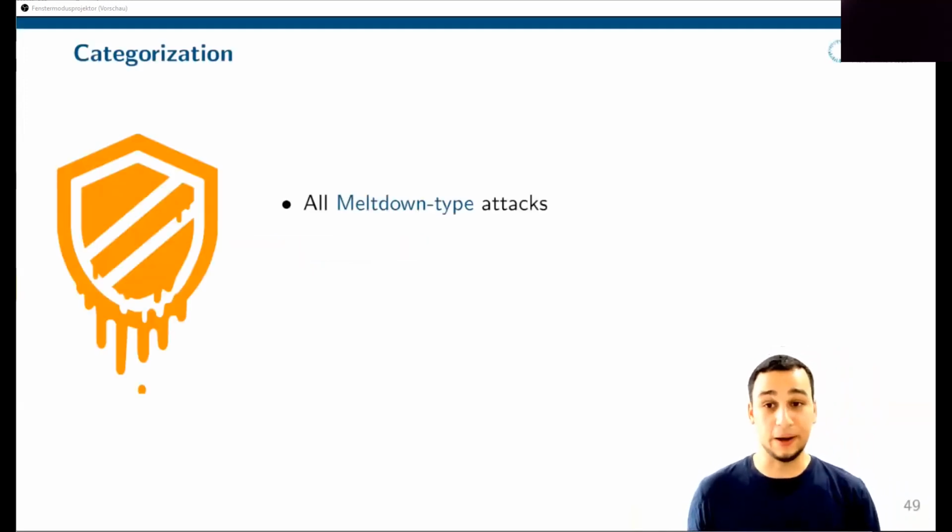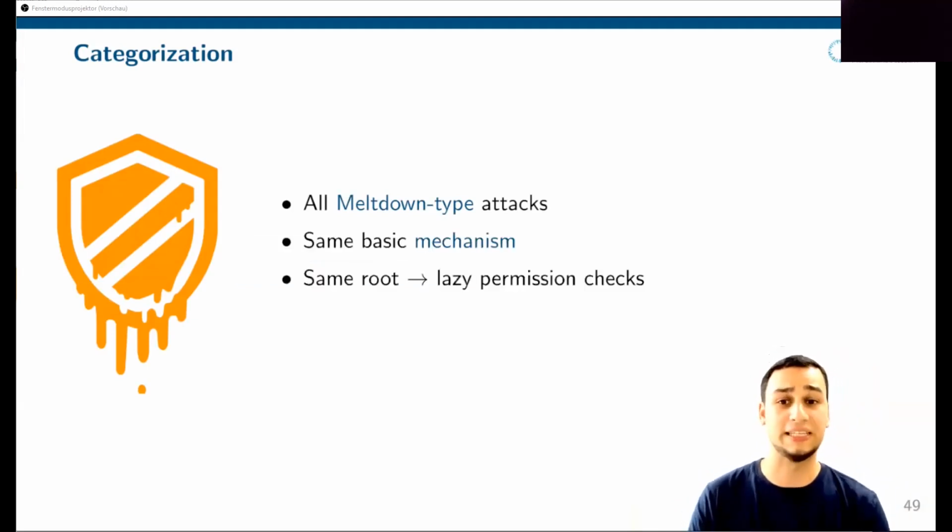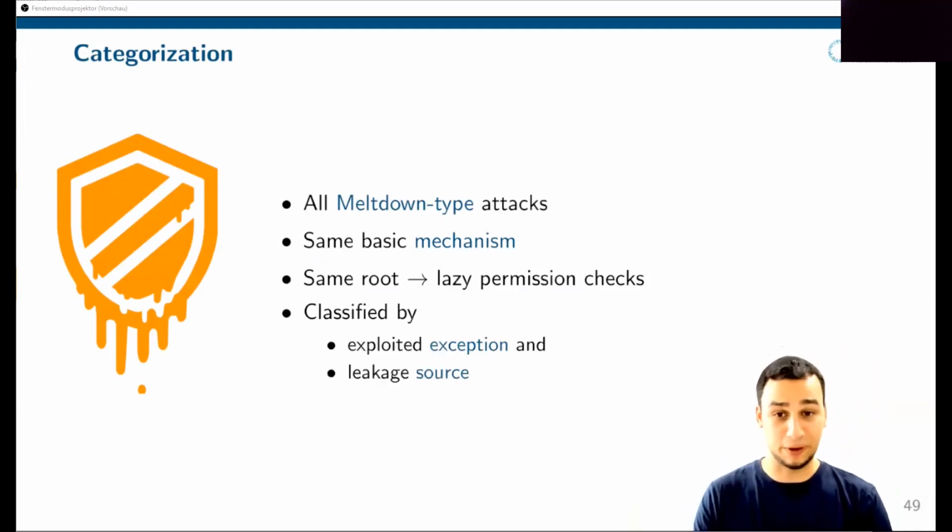So as a categorization, this Zombieload attack is a Meltdown-type attack. We've already seen in the picture. It basically uses Meltdown and then adds this complex condition there. It has the basic mechanism. We have lazy permission checks, we have exceptions, and out-of-order execution after the exception.